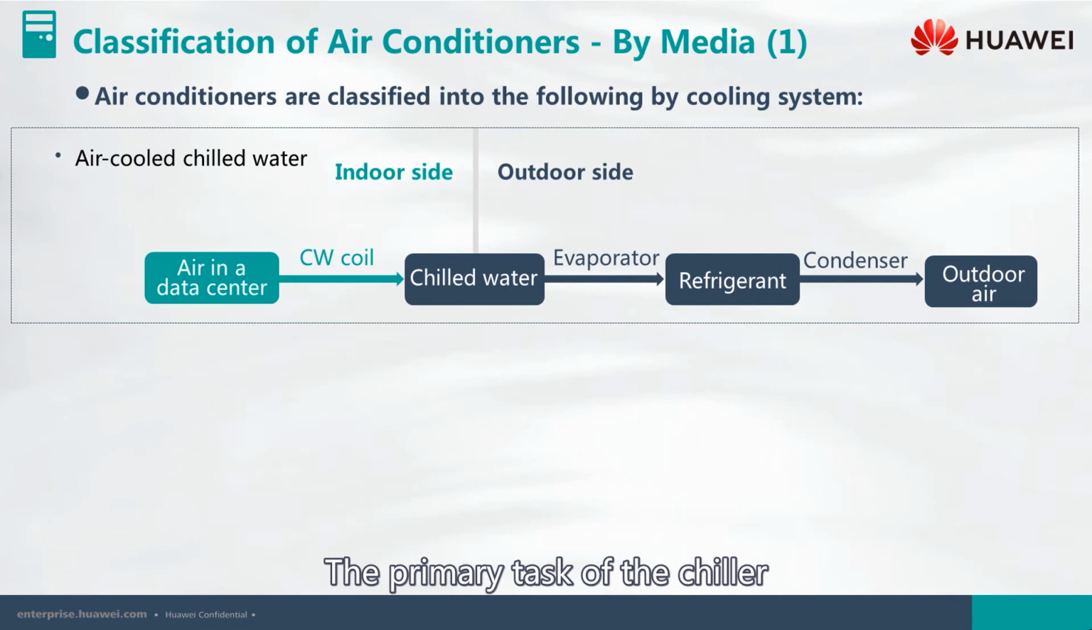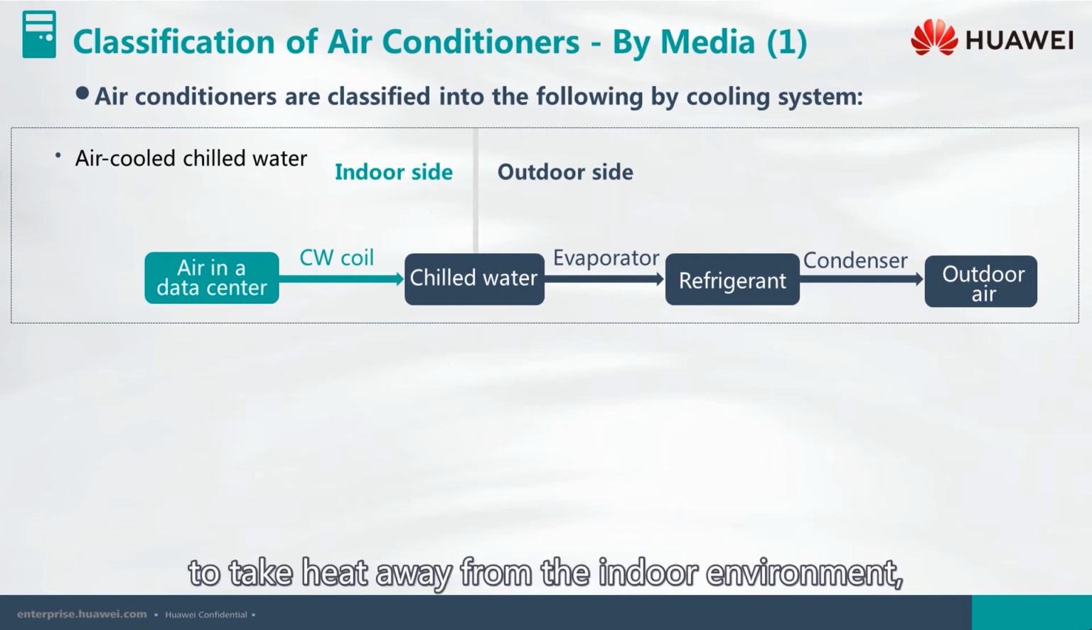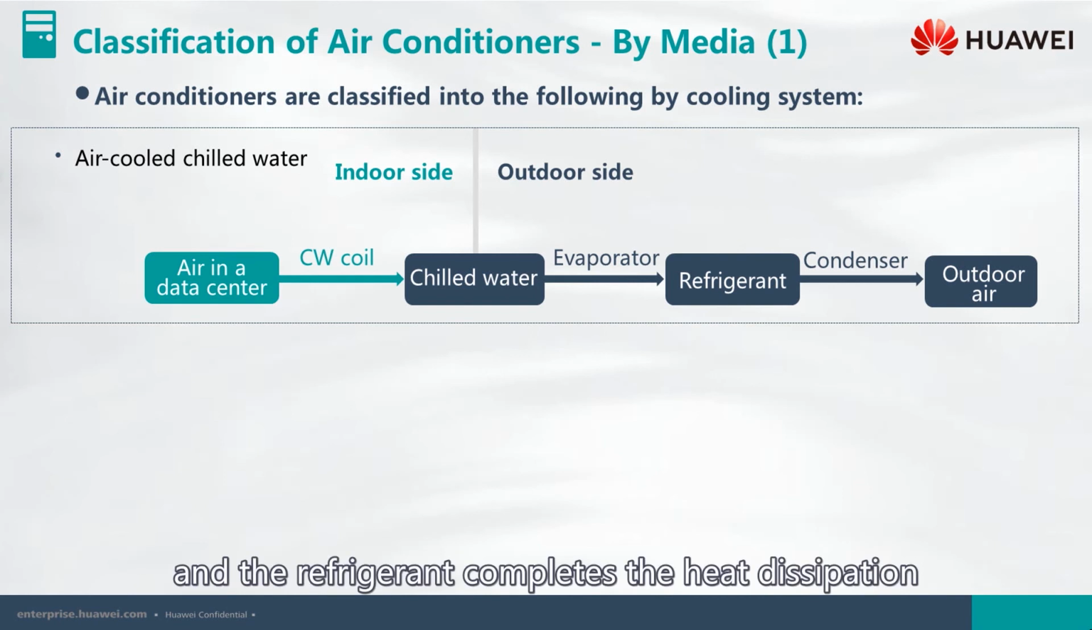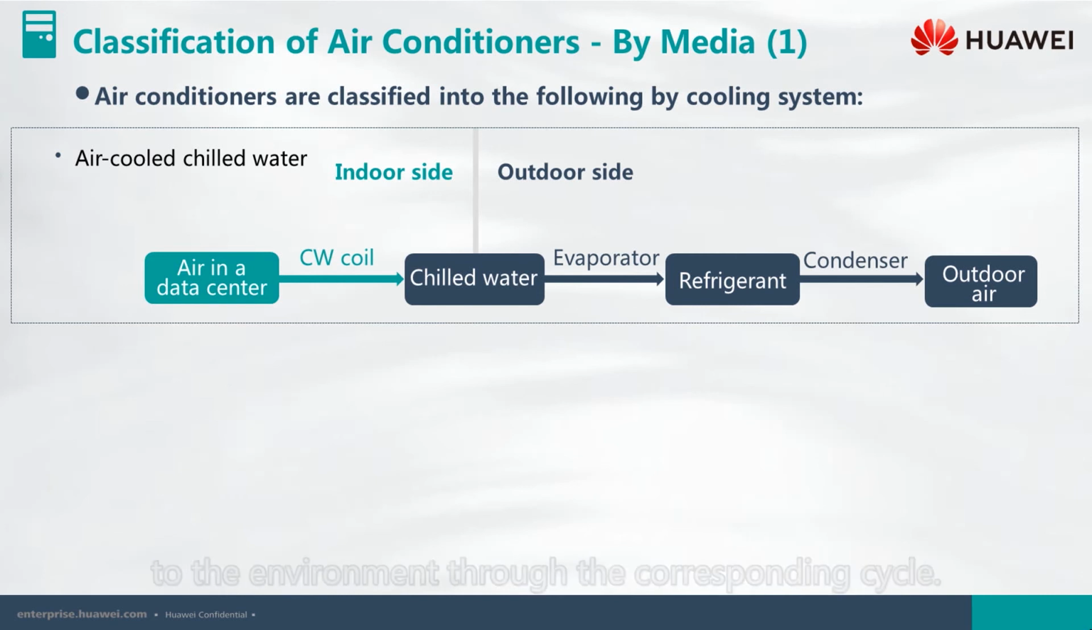The primary task of the chiller is to produce a large amount of chilled water by circulating the refrigerant. The chilled water completes the indoor circulation to take heat away from the indoor environment, and the refrigerant completes the heat dissipation to the environment through the corresponding cycle.